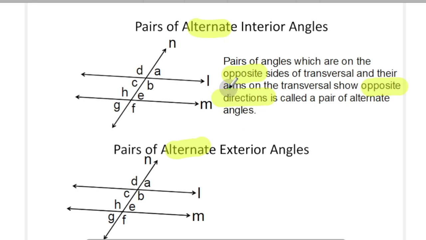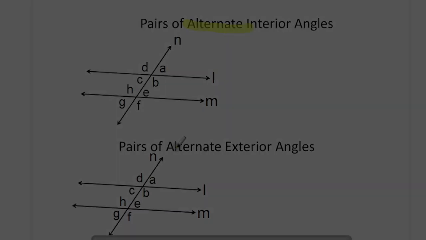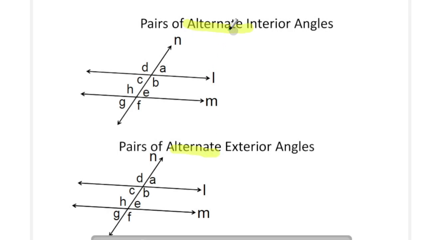Now I will show you a trick to identify alternate angles. The alternate angles are of two types: alternate interior angles and alternate exterior angles. Whenever you see the word alternate, you should remember this alphabet Z. The letter F was the trick for finding corresponding angles. For alternate angles, you have to see the alphabet Z.